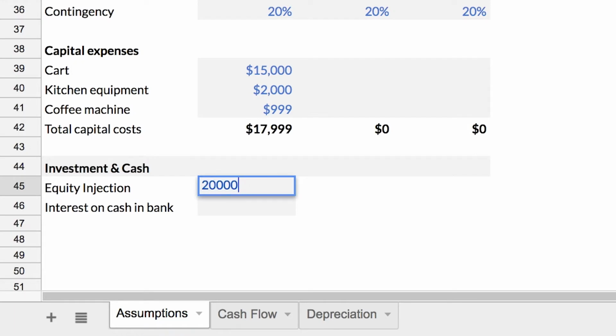Okay, let's talk about investment and interest. We're going to put two things in our assumption spreadsheet. Our equity investment is $20,000. And we're going to put an average interest rate on our cash in the bank of 2.5%.